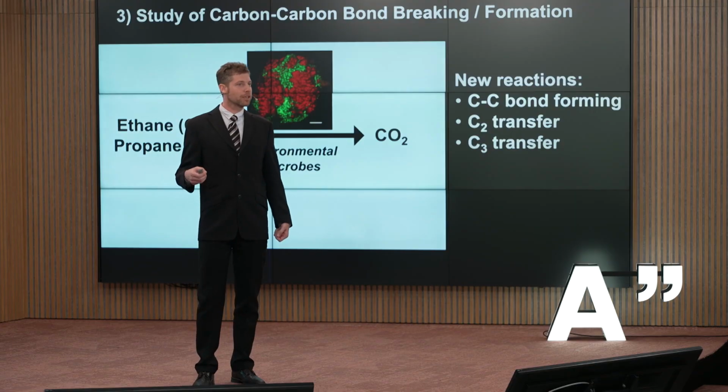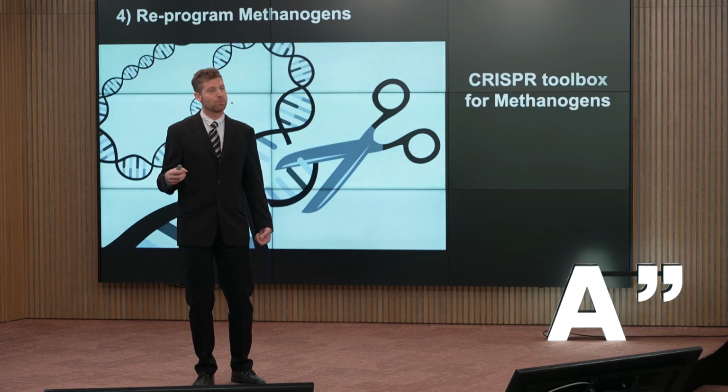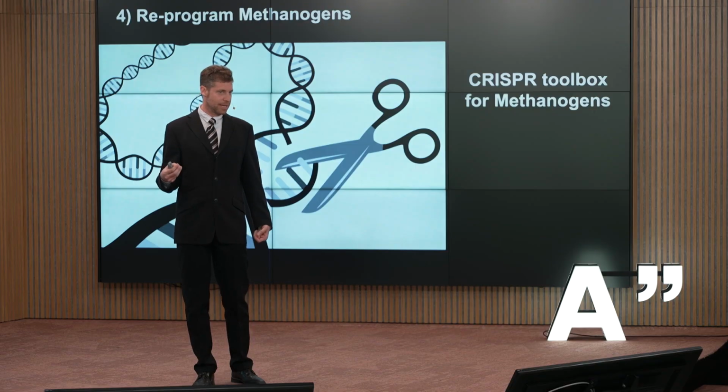But how do we convince the microbe to do something different? What the microbe is doing is encoded in the DNA. So if we want the microbe to do something different, we need to change the DNA of the microbe. For this, we have developed a so-called CRISPR toolbox. This is a modern tool in synthetic biology to more precisely and more rapidly change the genome of the microbe.